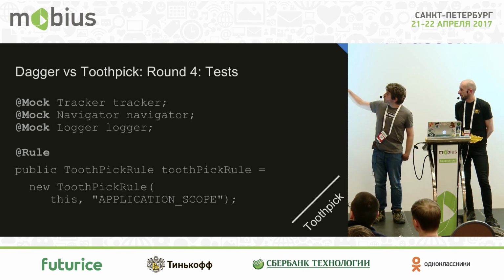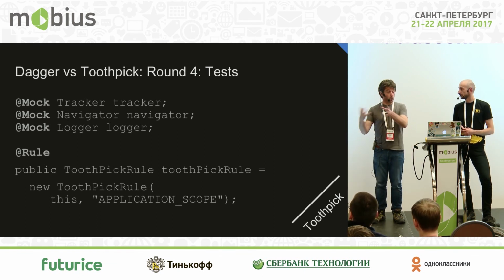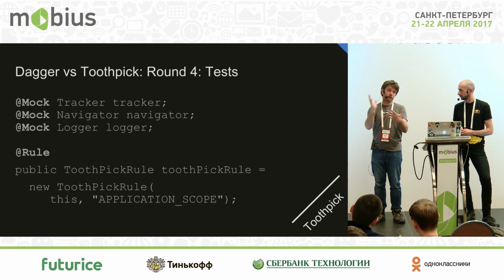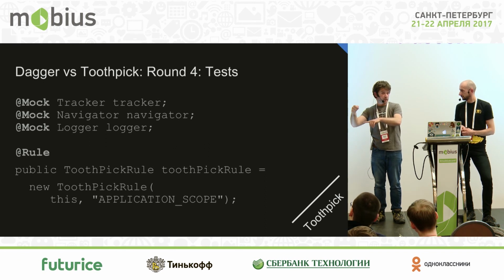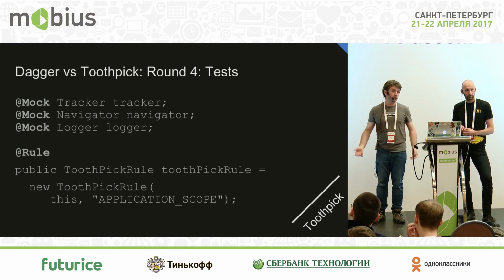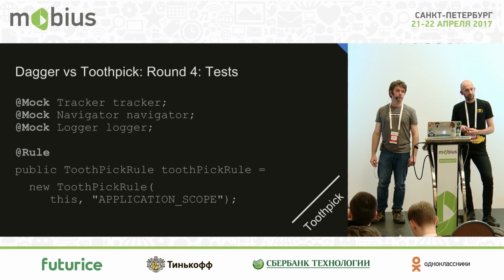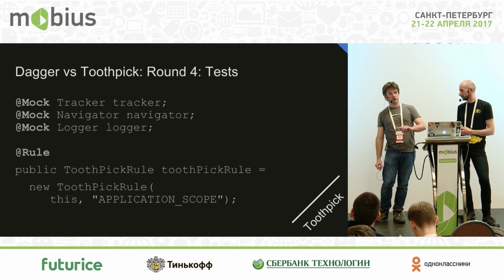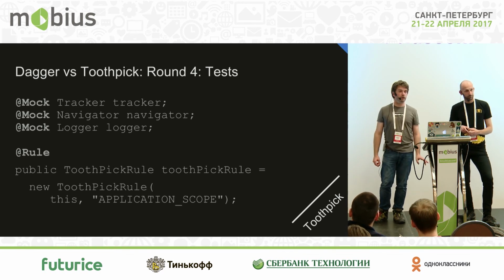The idea is that with the Toothpick rule, there is a scope associated to the rule, and you can also install every module you want. Inside the module, you say, I want to bind the thing that I inject to my fake class, basically. So Toothpick only uses reflection to bind to the fields? No, we use runtime. We don't use reflection at all. There is no reflection at all.